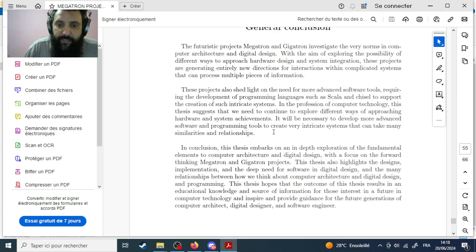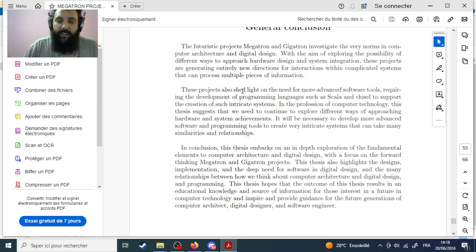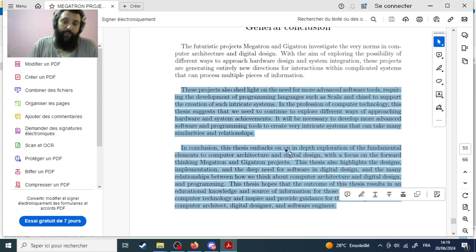For instance, in this part, you can enumerate the main works we did. You can say, in our thesis, we studied Megatron and we implemented it in Chisel. We did many tests, etc. You have to enumerate what you did. In this place, you can see it's broad: this project also shed light on the need for more advanced software tools requiring development. In any case, here you have to talk about what you did.